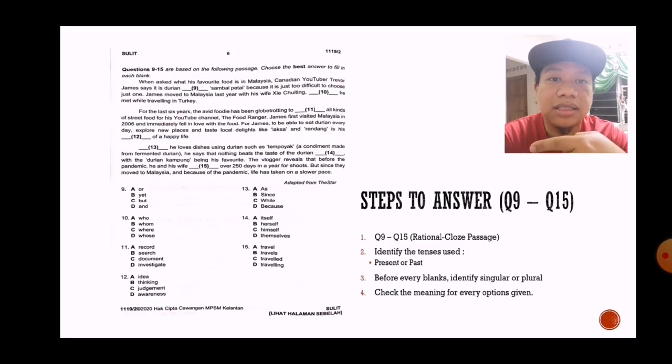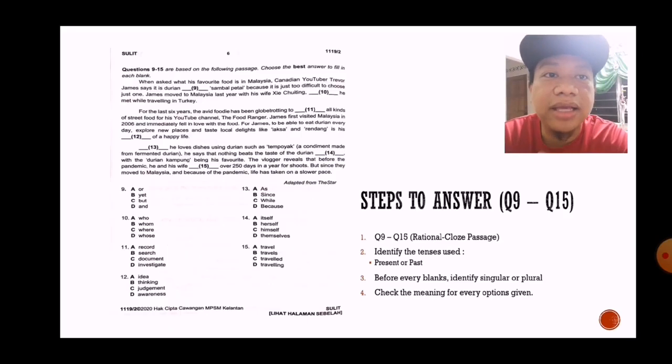Or means atau. Okay, but I'm sure if I don't explain or, yet, but, and, everyone already knows the meaning, because this is simple. So let us look back at number 9. But before that, for step number 4, I have mentioned you need to check the meaning for every option given. Okay, so it is durian.